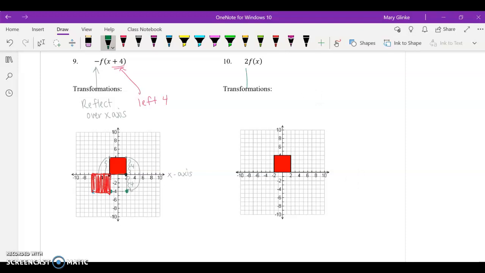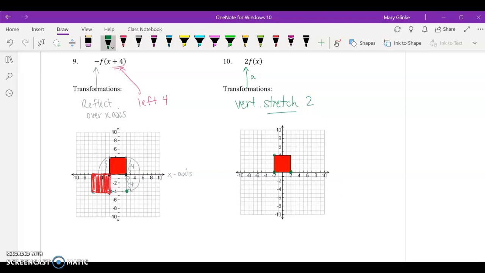Our last one here is this 2 out in front. This is your A value. That means it's going to be a vertical stretch of 2. We know it's a stretch because that number is telling us it's getting twice as tall. So everything here on my x-axis remains on my x-axis.